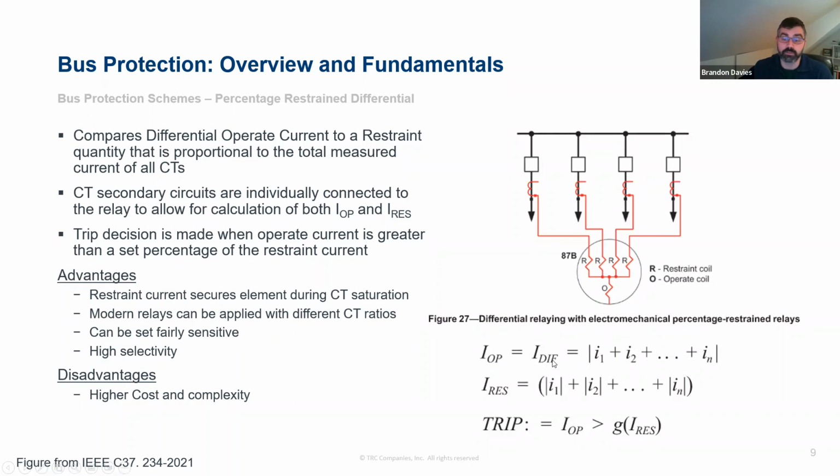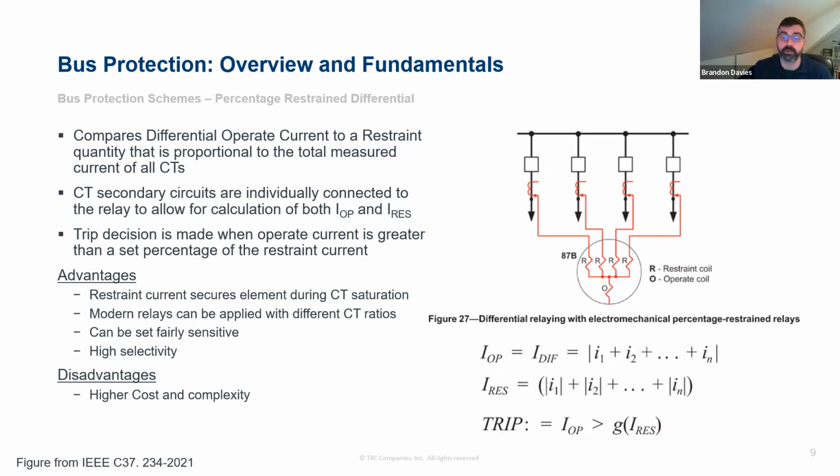And when you calculate as a differential quantity, because the angles of those currents cancel each other out, you're going to have that 0 amps of differential current. And the restraint current, you're going to sum them all together and just look at the magnitude. So you'd have 1,000 plus 1,000 plus 1,000 plus 3,000, 6,000 amps of restraint current. And that quantity can then be compared to the operate quantity to really secure this element quite a bit.